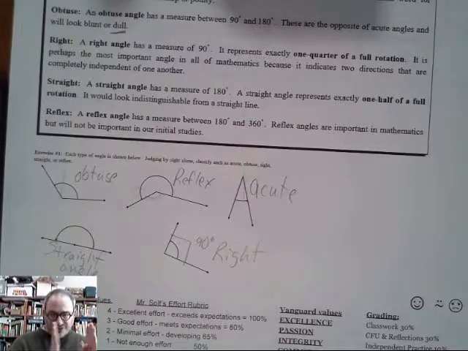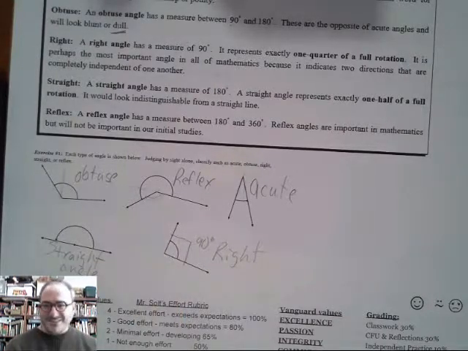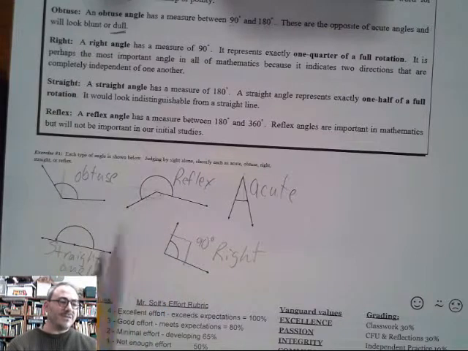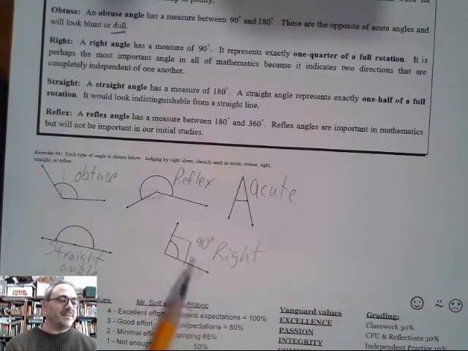Just make sure you know that right where obtuse and acute butt up against each other, that's a right angle, right? If it's less than 90, it's going to be acute. If it's more than 90, it's going to be either obtuse or reflex or straight. And that 90 is right in there. That's our important one. All right, moving on.